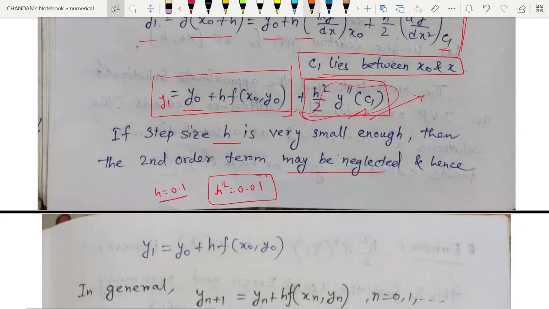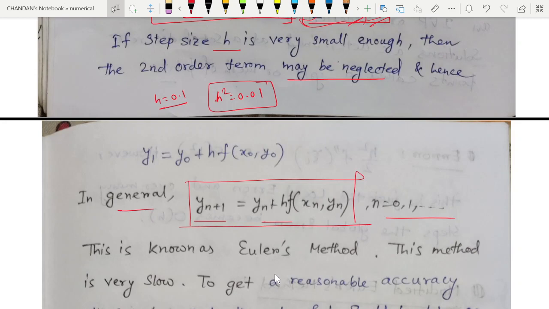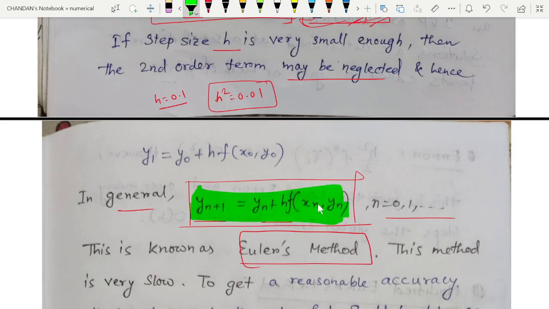In general, y(n+1) equal to y(n) plus h into f(x(n), y(n)), for n equal to 0, 1, 2 and so on. So this is the recursion relation, or the rule, which is known as Euler's method. This is the scheme, you can say, or the rule to find the value of y at any point.